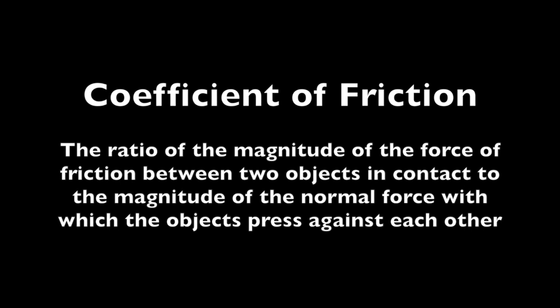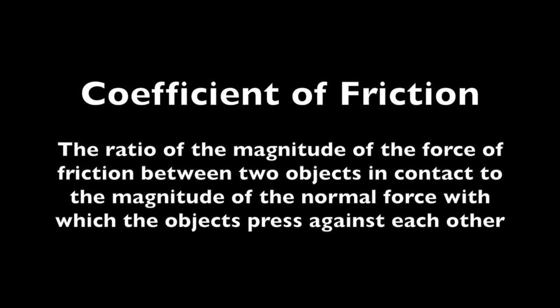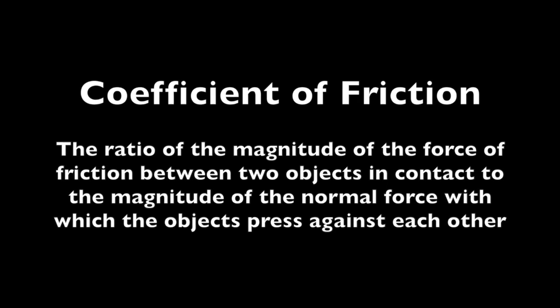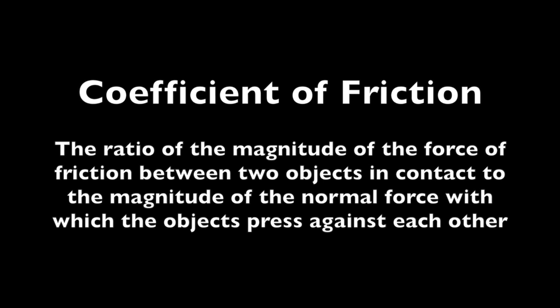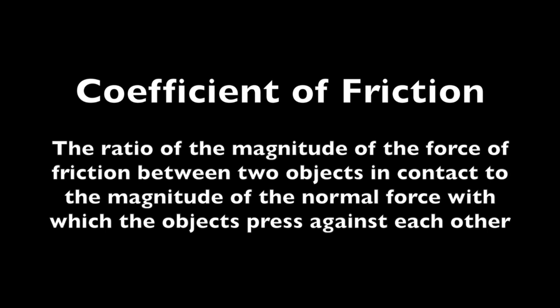The coefficient of friction is the ratio of the magnitude of the force of friction between two objects in contact to the magnitude of the normal force with which the objects press against each other. This is the symbol of the coefficient of friction.